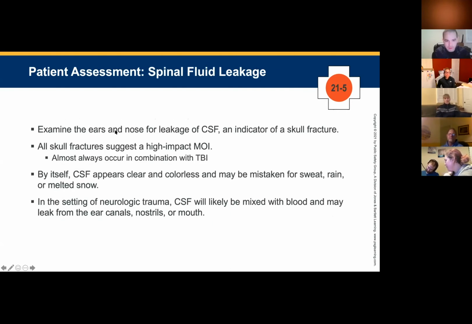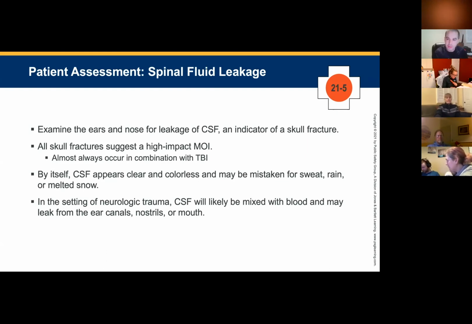All right, so we want to examine the ears and nose for leakage of CSF, which can indicate a skull fracture. All skull fractures suggest a high impact MOI. What did MOI stand for? Mechanism of injury. All right. It takes a lot of force to break the skull. So if we see a skull fracture, a lot of force was involved.